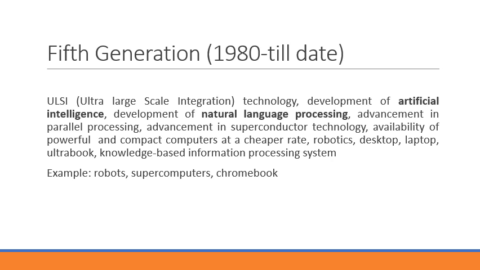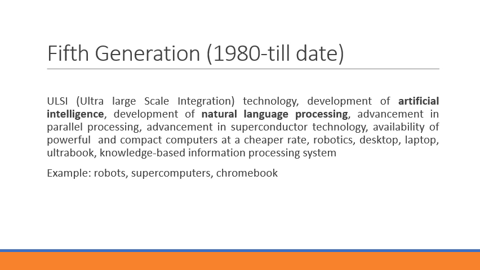Now the fifth generation. The period of fifth generation is from 1980 till date. In the fifth generation, VLSI technology became ULSI, that is, very large-scale integration technology became ultra-large-scale integration technology, resulting in the production of microprocessor chips having 10 million electronic components. This generation is based on parallel processing hardware and artificial intelligence software.